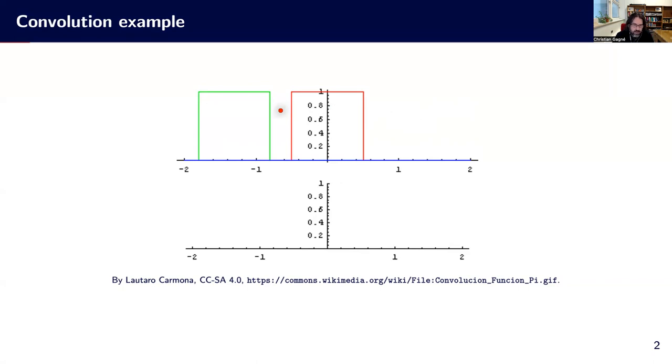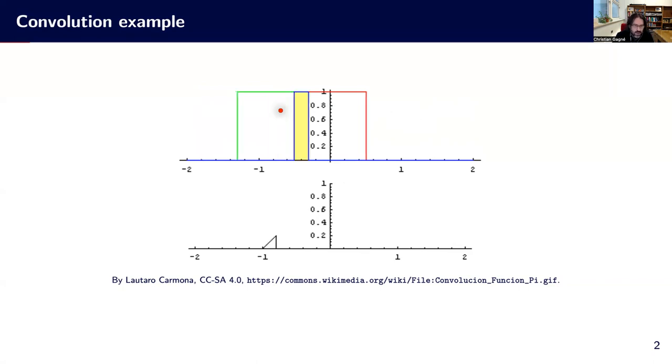Here there is no overlap, so there is no value. If we move it here, starting at minus one, this is the point where the green box is centered on minus one and we start to get overlaps between the green and the red box. So the values start to increase. And now at this position, where this is the center of the green box, we've got this overlap, and that corresponds to the value represented here as the result of the convolution.